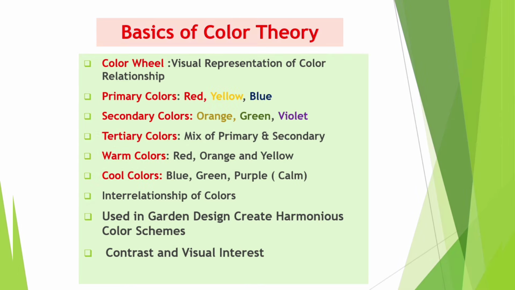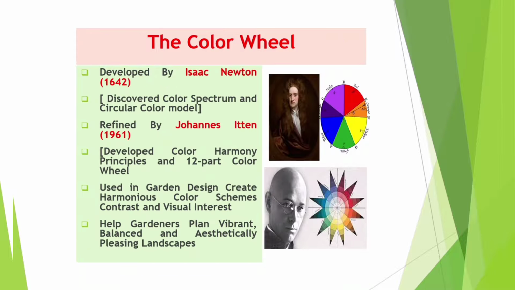Let us understand it this way now. First of all, the color theory, which is the color wheel, was developed by Isaac Newton in 1642, who discovered the color spectrum and the circular color. So Isaac Newton first developed it, and then it was refined. Johannes Itten, 1960, developed the color harmony principle and the 12-part color wheel, which is being used in garden design.